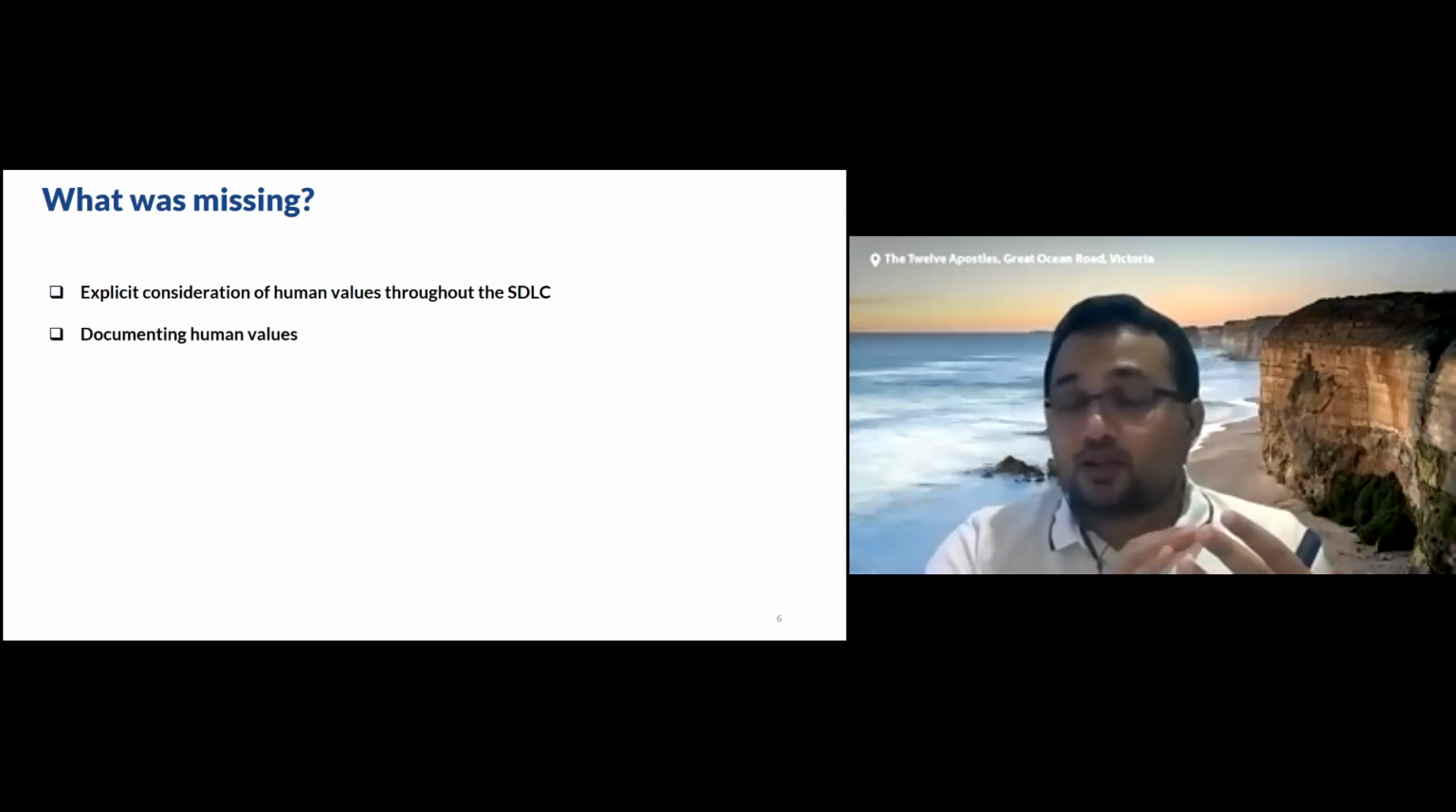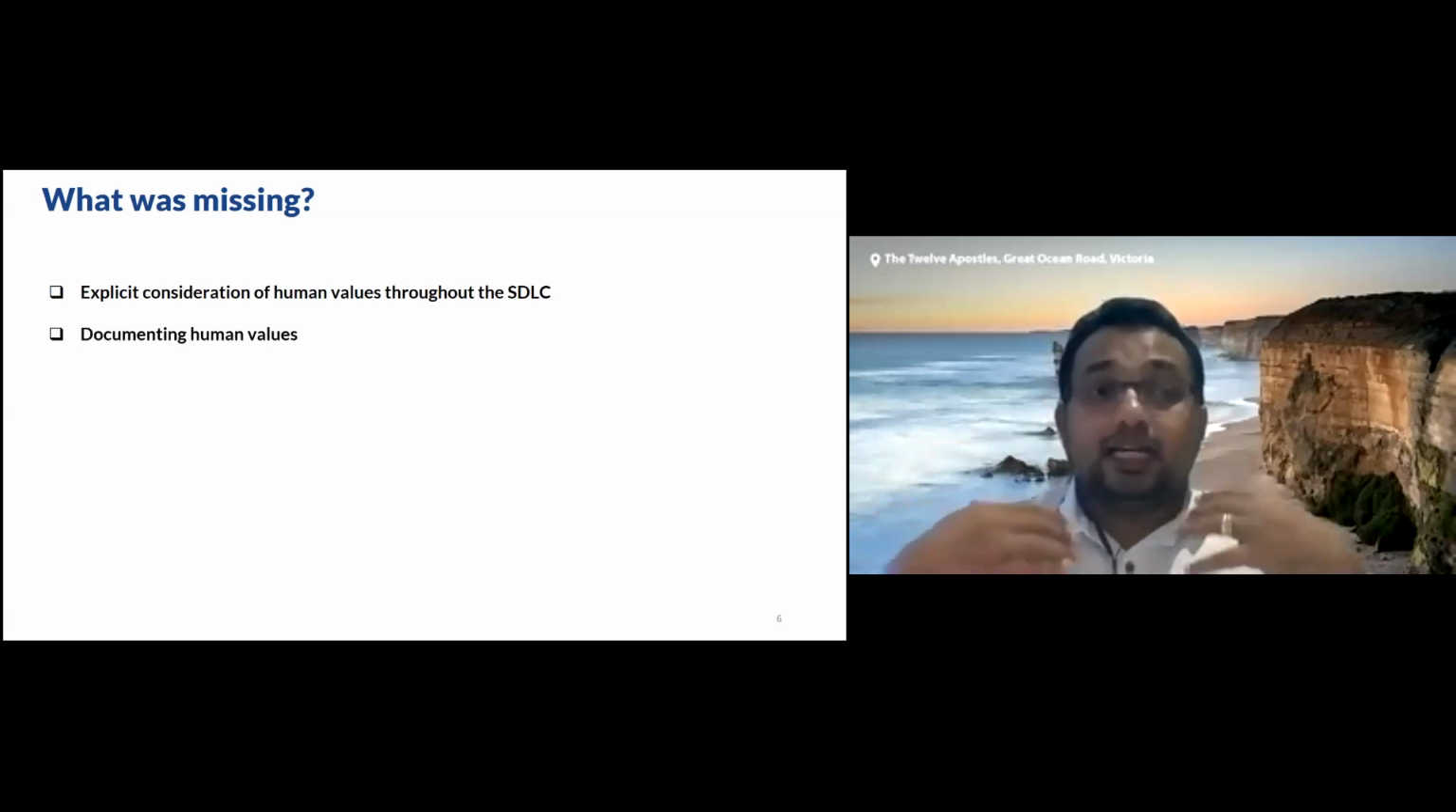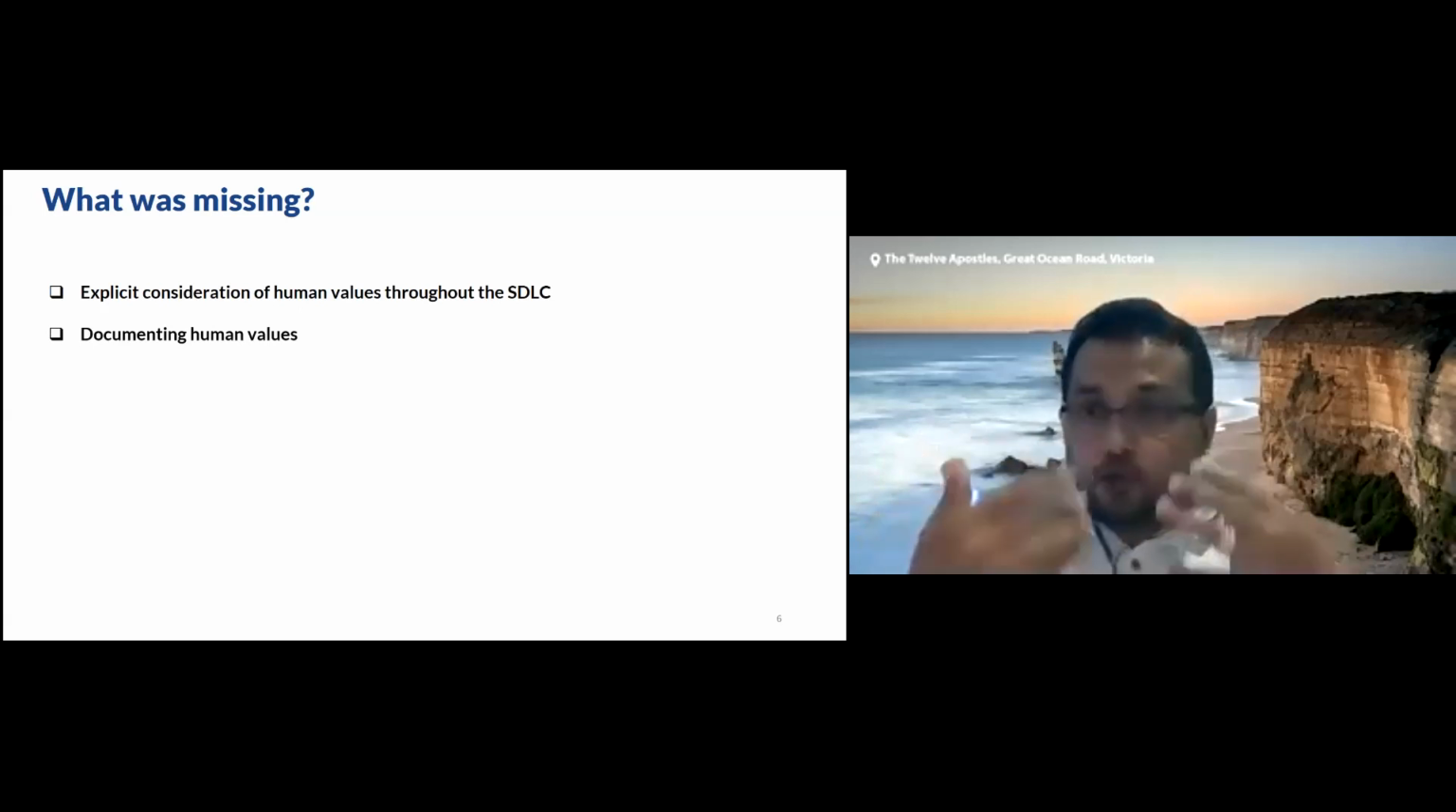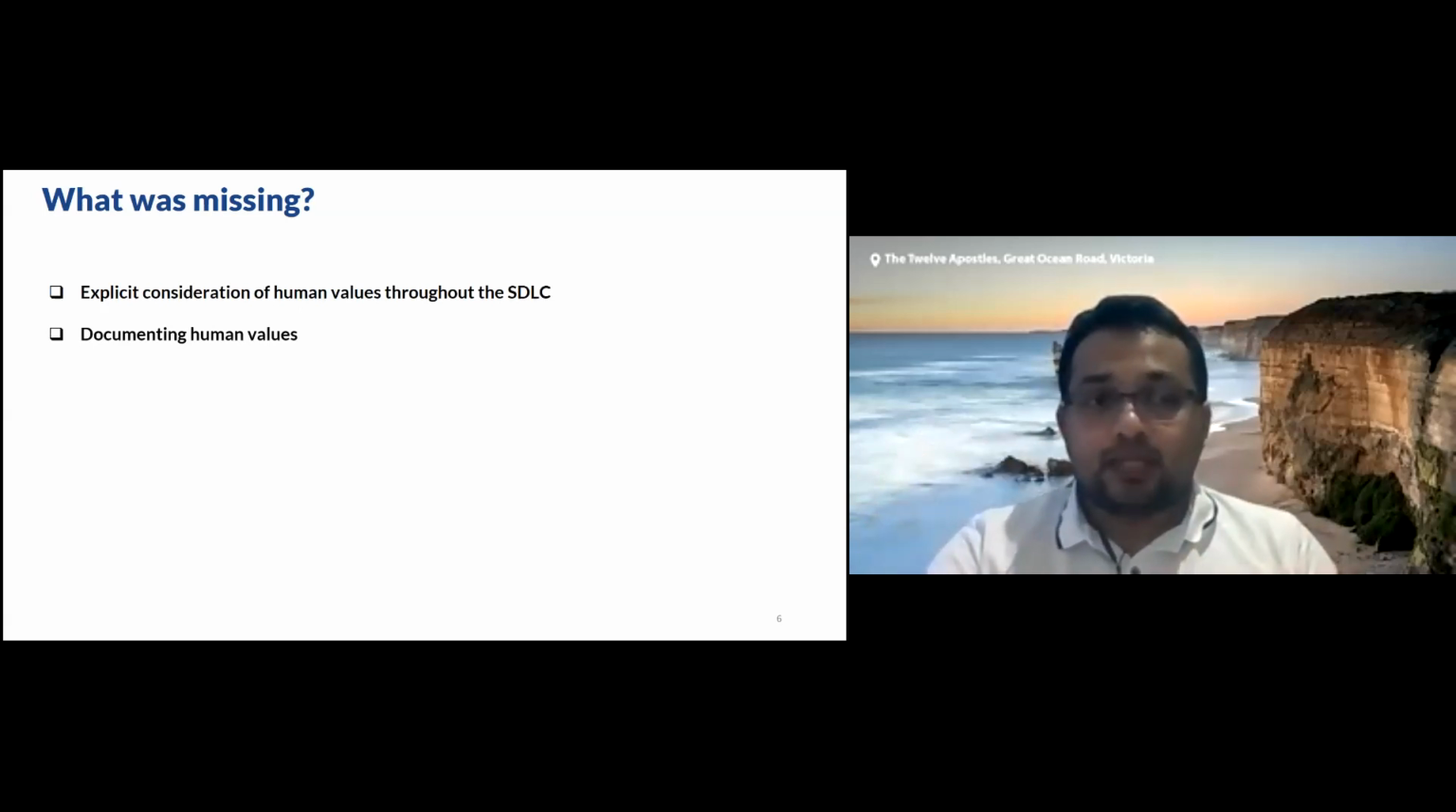Here we are not going to talk about a software specification or something like that, but values should be documented in a way that can operationalize human values throughout the software development life cycle. There is a huge gap when we are trying to evaluate human values in the SDLC. There are some emerging techniques like Q-SWOT, but very limited in the literature.